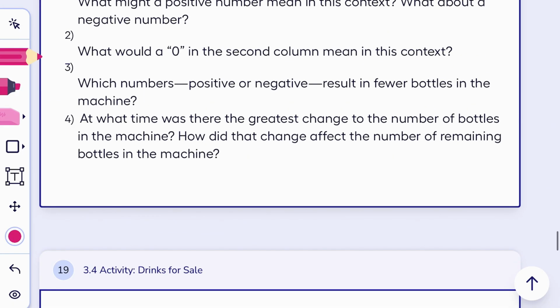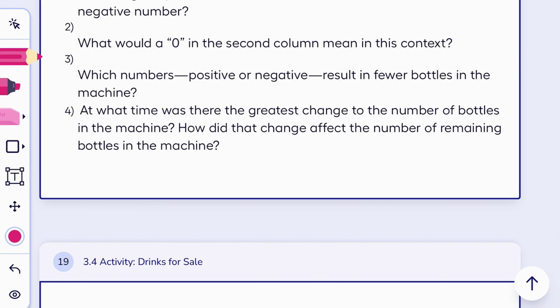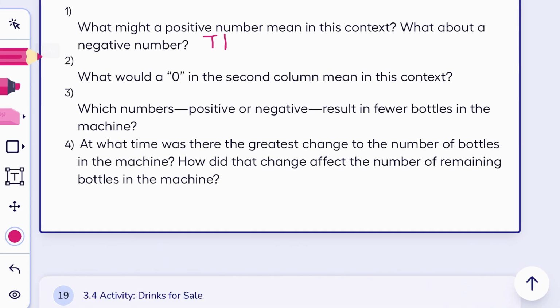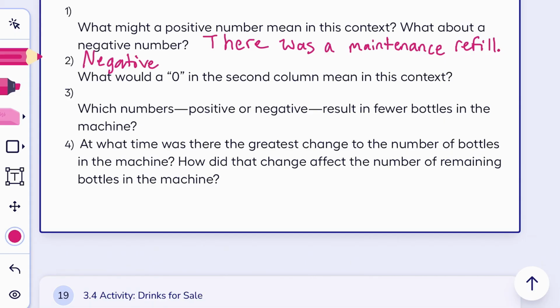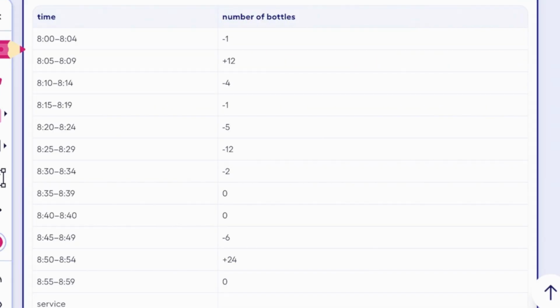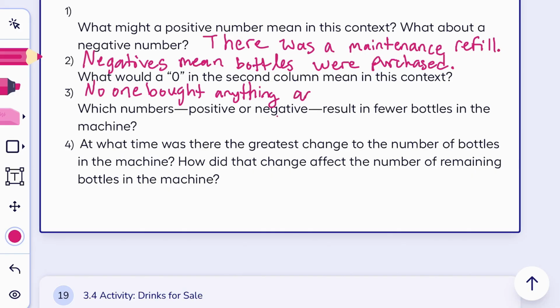So given that, what might a positive number mean in this context? Well, a positive change would mean there was maintenance done to the machine and bottles went into the machine. What would a negative change be? A negative number would mean that bottles were coming out of the machine, meaning students were purchasing drinks. What would a 0 in the second column mean in this context? A 0 would mean that no one bought anything and there wasn't any maintenance done to the machine.